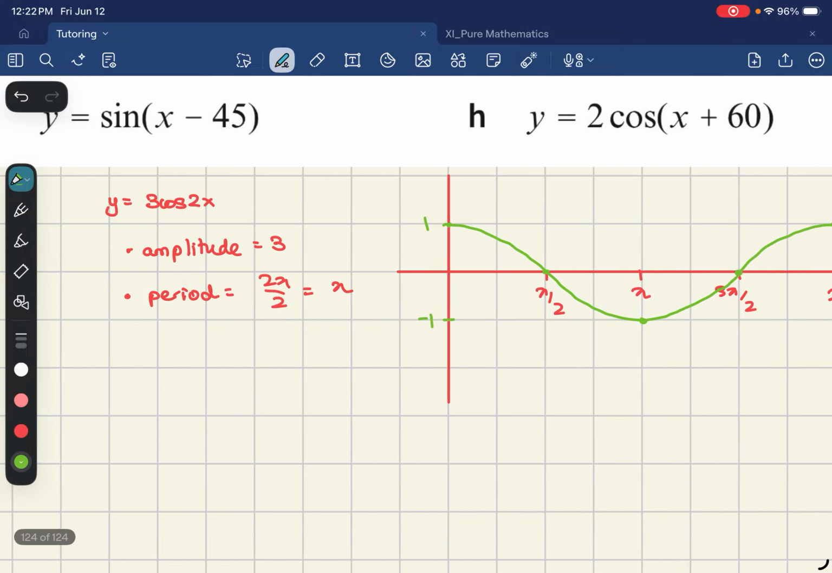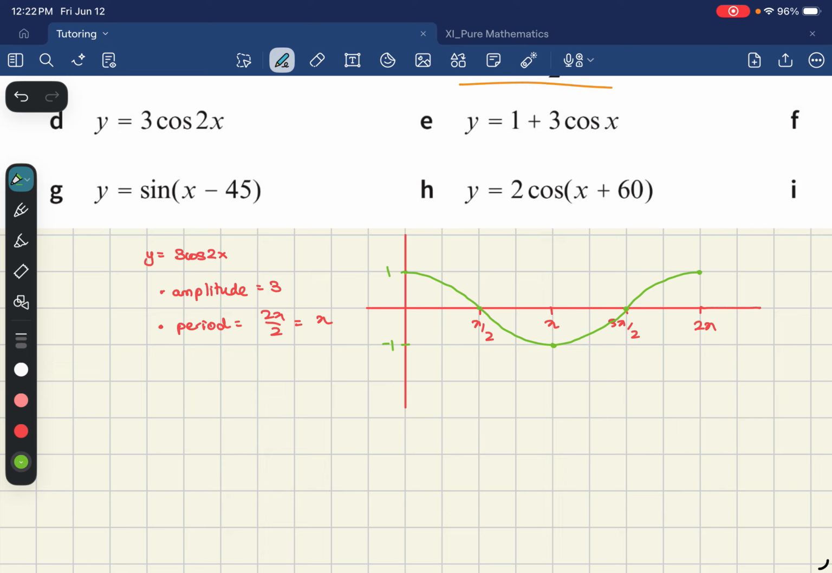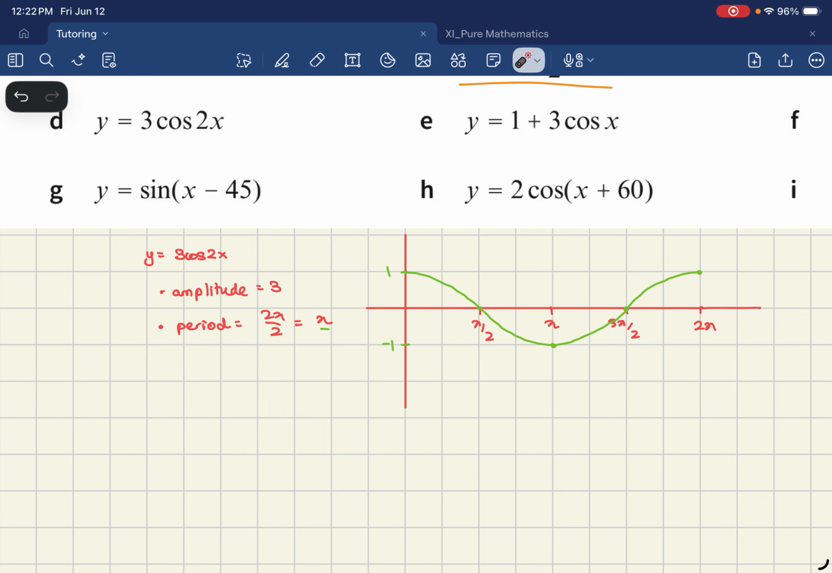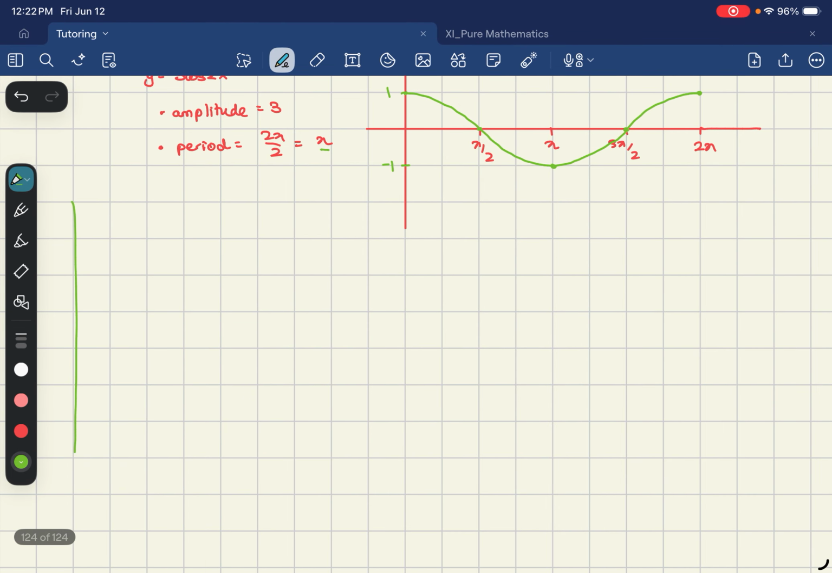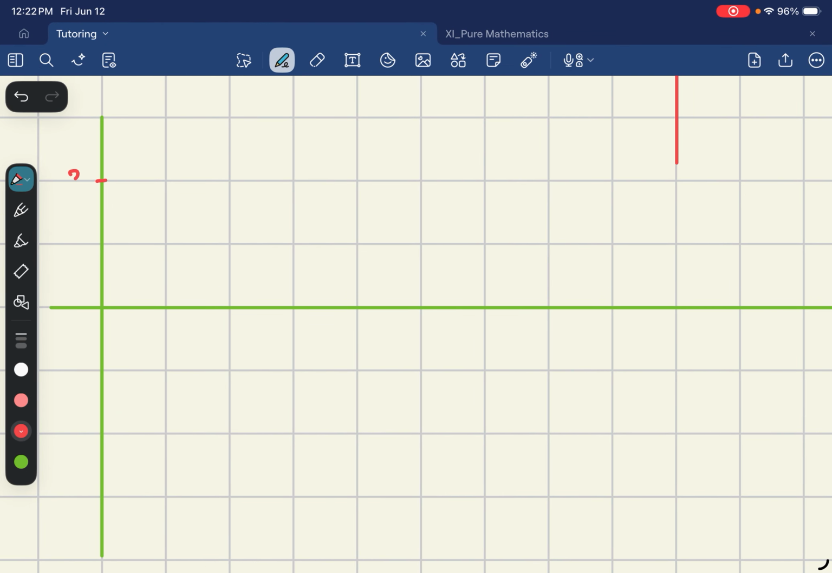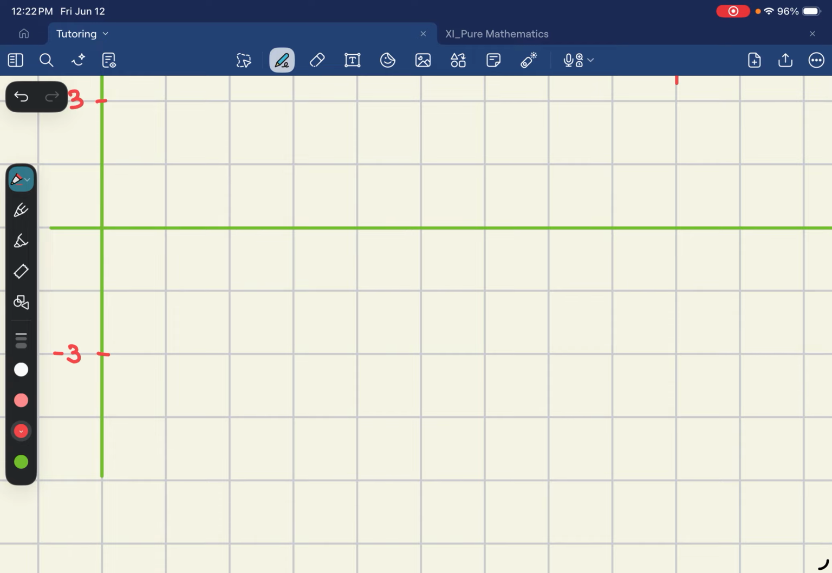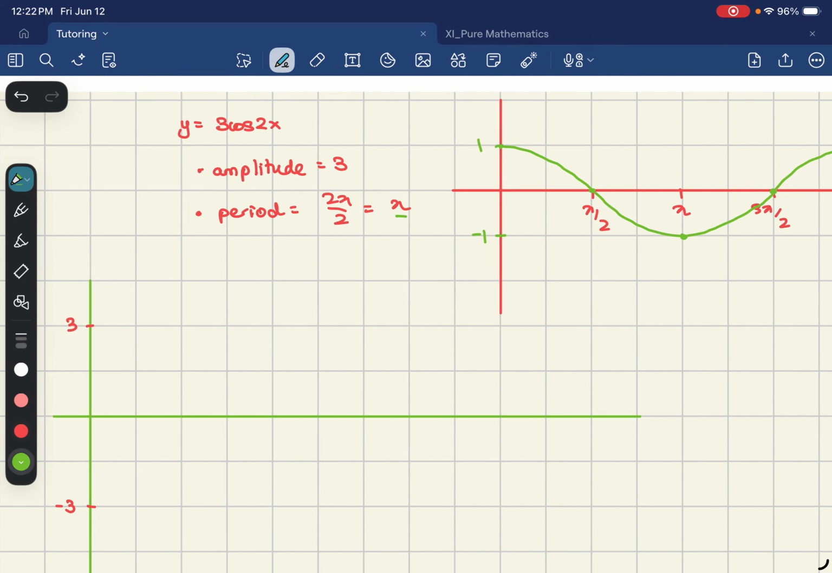Period is 2 pi. So the shape of my graph does not change. What changes is my period. So this shape, previously it repeated for 2 pi, but now it's going to repeat for pi, something like this. And my amplitude is 3. All right, so now let me draw my curve. It's going to go up till 3, down till -3. Now just plug in some values if it helps, right? Plug in 0. Cos 0 is 3. So you start up here, right?